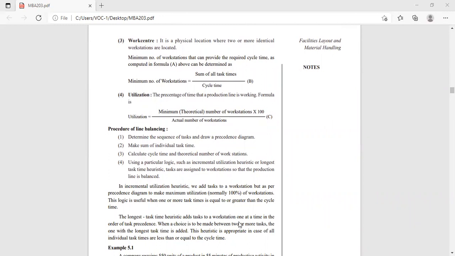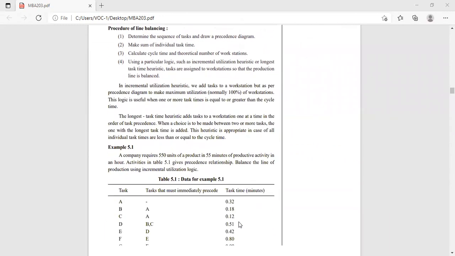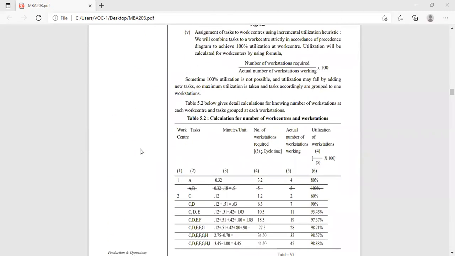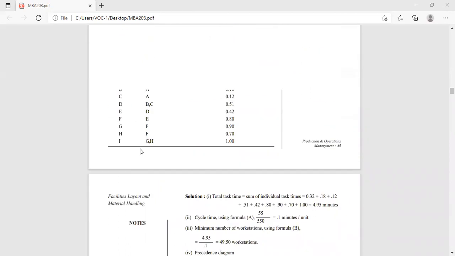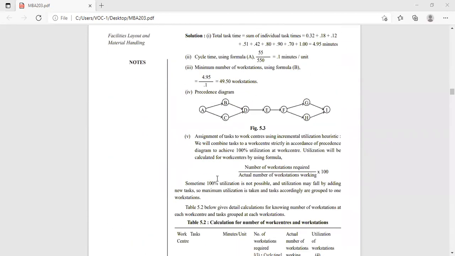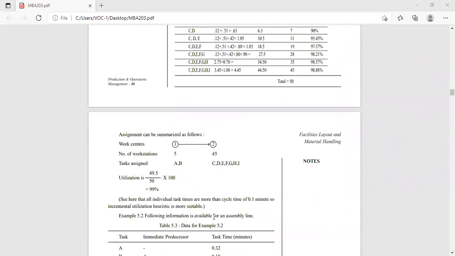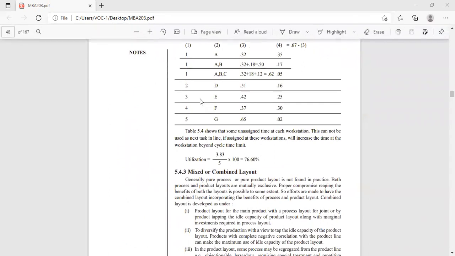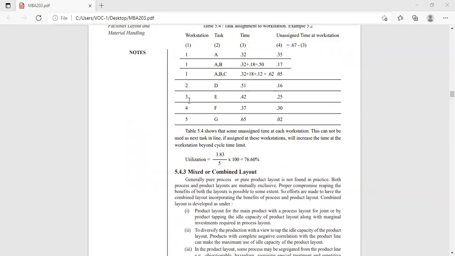Then the production line is balanced. Here one example is given of how to calculate all that. You can refer to this example. The solution is given here. Please study this example by yourself.